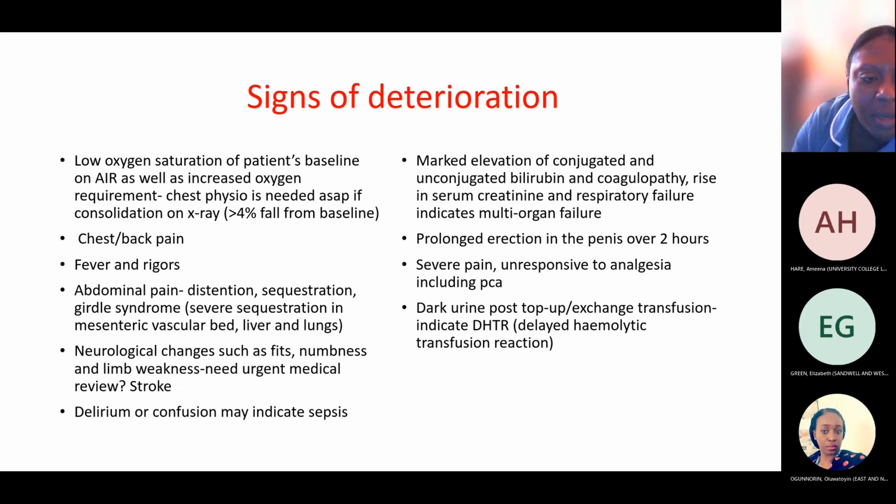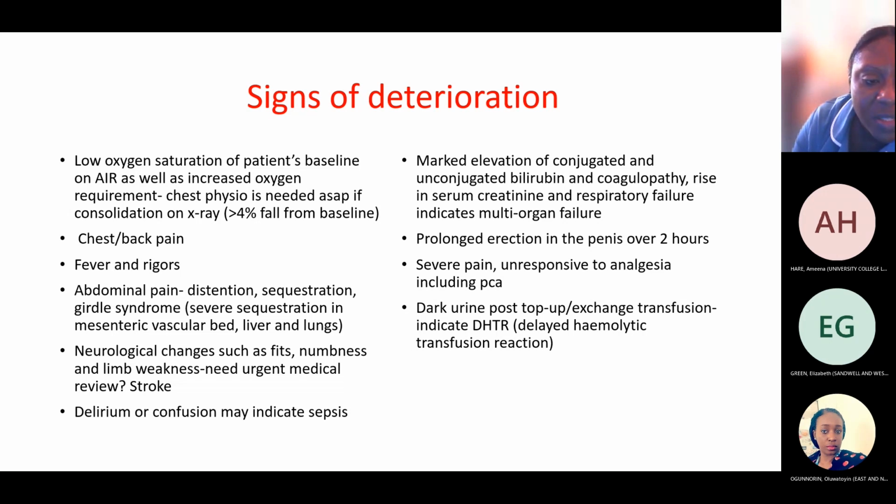Abdominal pain as well. Are they having distension? Sometimes we're having sequestration, which is splenic sequestration or hepatic sequestration. Sometimes abdominal pain can mean girdle syndrome, which is severe sequestration in the vascular bed, which is in the liver and the lungs as well, which is very important to act upon quickly, because this patient needs to be rushed to ITU for exchange transfusion.